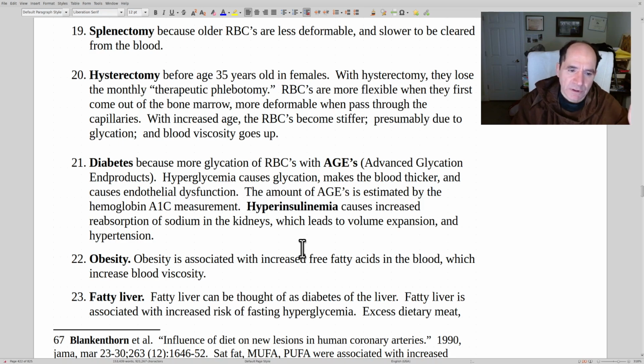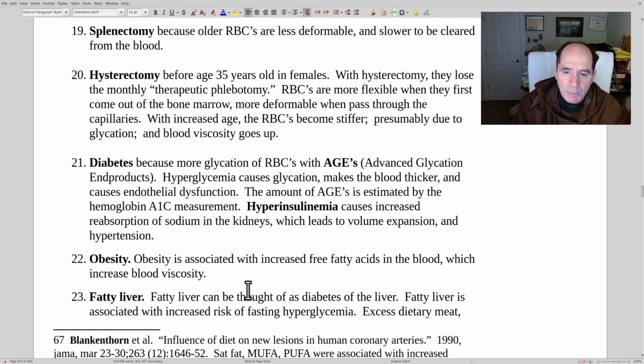Hyperinsulinemia also causes increased resorption of sodium from the kidneys, leading to volume expansion, hypertension, and inhibition of endothelial nitric oxide, so more vasoconstriction, more clotting. You get a microvasculopathy from diabetes as well. Bad for the brain, bad for the feet. You end up with a lot of toe amputations with diabetes. I see those every day, a couple of them every day.